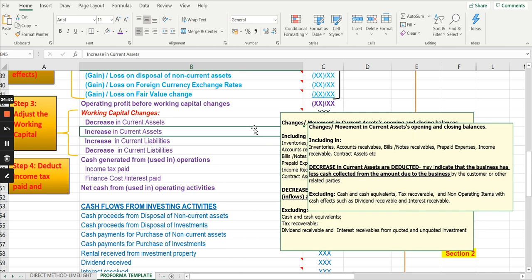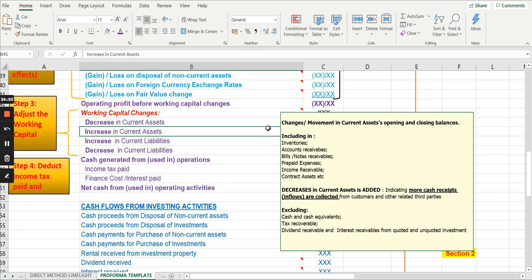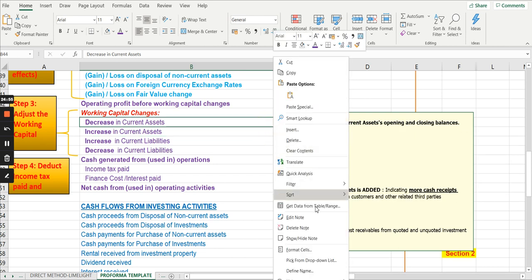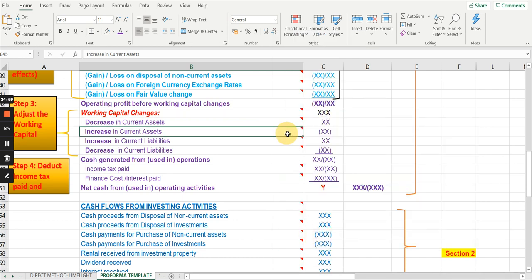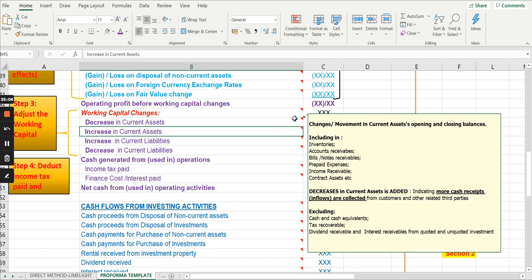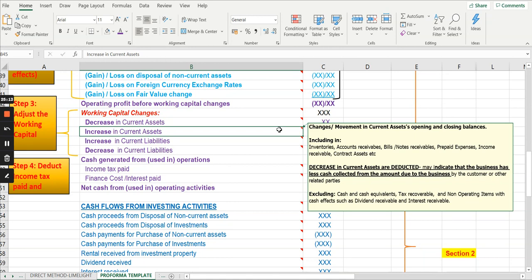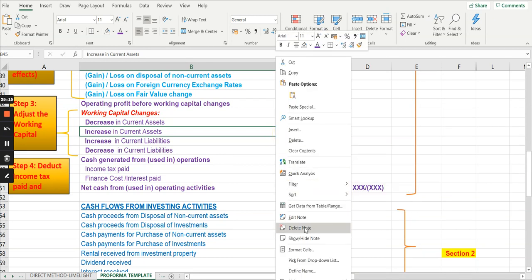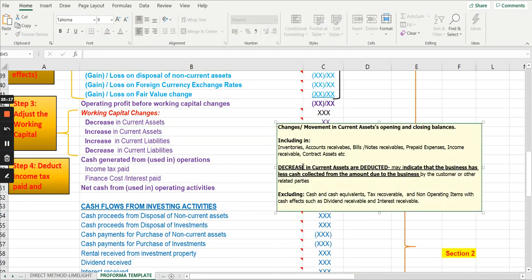So now let me just hide this for you. If it's for the decrease in current asset, that indicates, as I said, more cash is being collected. So now let us look at the increase. There is a typo there. Let me just do some correction here. Here should be an increase.